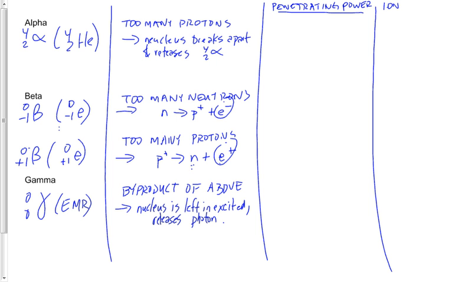The last column is ionizing potential. That's the ability to ionize matter. They all have the ability to ionize matter. They're all ionizing radiation. Some of them are better at it than others. The good news, alpha particles have a very, very low penetrating power. It's 1 or 2 sheets of paper.